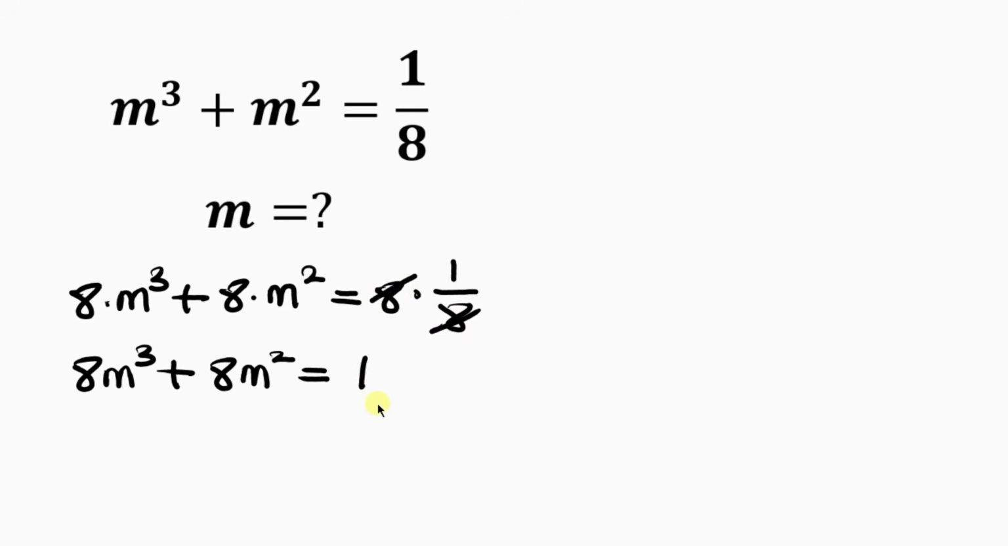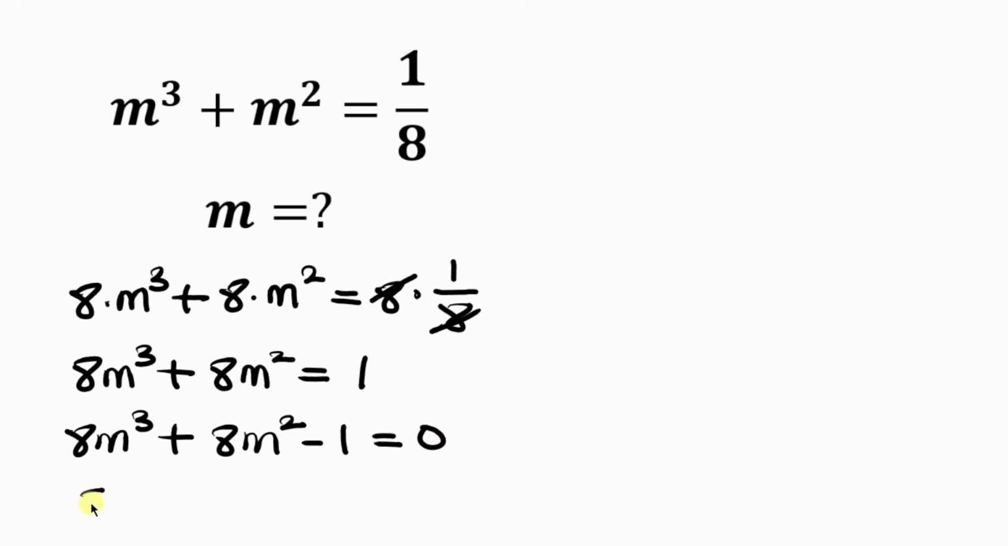This 8 can cancel out this 8, leaving behind 1. Very good. Now let's move this 1 to the left hand side. So we have 8m cubed plus 8m squared, and when 1 moves to the left, it becomes negative 1, and this is equal to 0. Very good. Now we can simplify this further so that it can be factorizable.